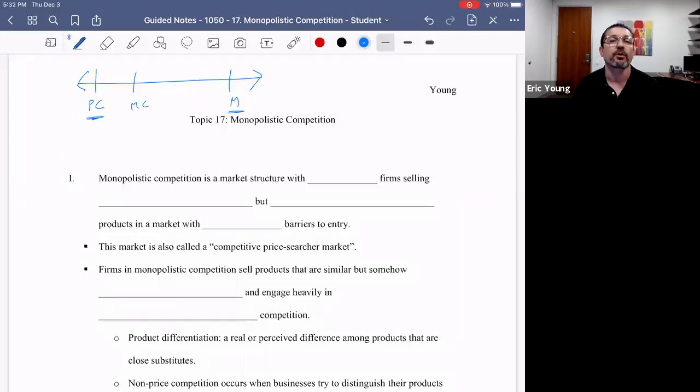As always, we're going to first start off with context, definition, assumptions, and characteristics. Then we'll be jumping into the profit and loss decisions. How do firms decide their big questions? How much to make, what price to charge, and are there profits?